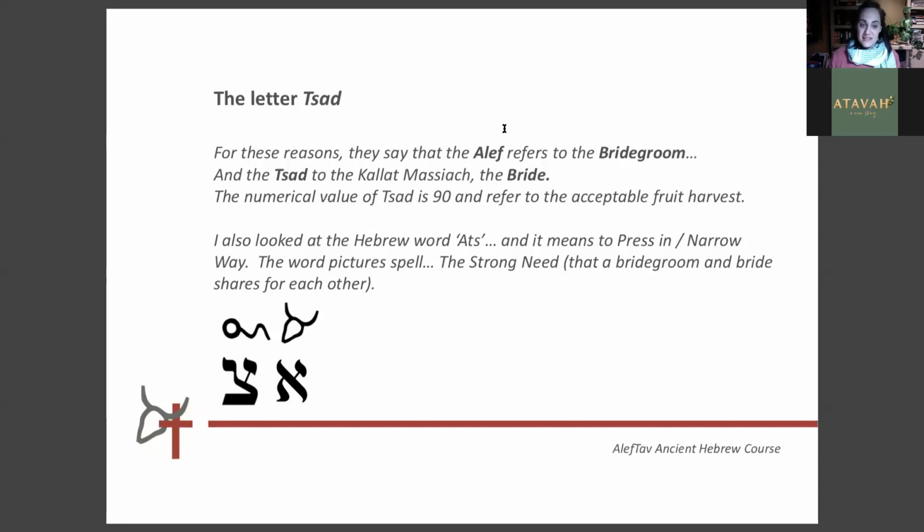which was very interesting, is that we already know now that the letter Tzad has the numerical value of 90. And we know it refers to having acceptable fruit, having an acceptable harvest. And that was just, again, confirmation to me that the letter Tzad can refer to the bride, because the word says that those who bear fruit will inherit the kingdom of Yahusha. So, yes, there are many things that are expected of us, but what we will be inspected of when he decides if we are accepted or not is if we are bearing fruit or not.